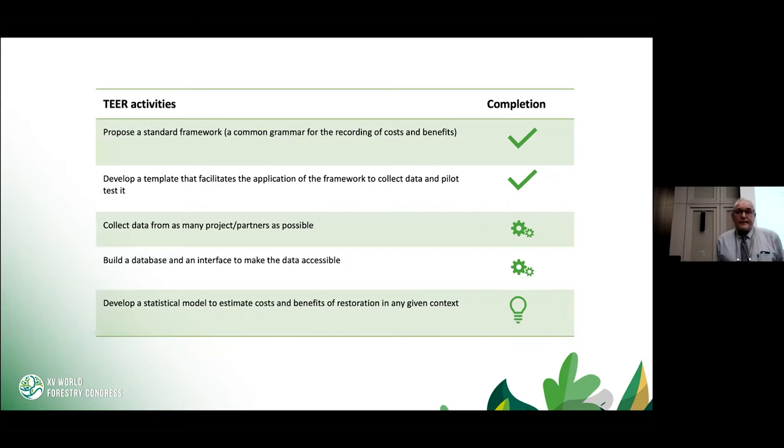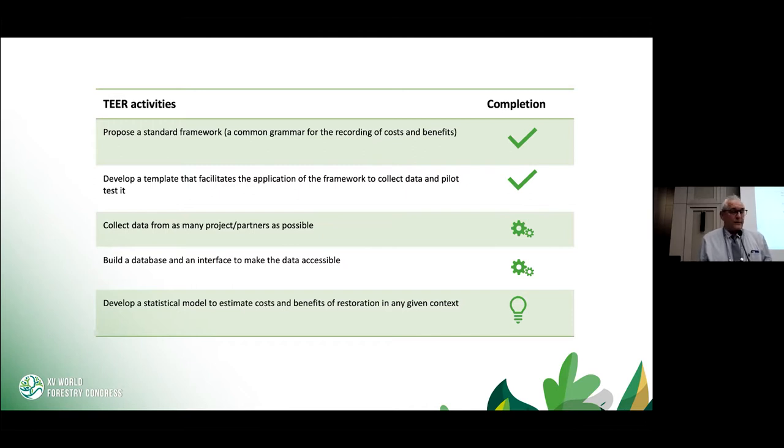What are the current activities? After a long discussion with this group of experts, scientific people, so they are very precise, and when they are preparing a framework, it took time, but we prepared a standard framework that is a common grammar for the recording of cost and benefits. So we have an Excel sheet that is relatively complex, but well-designed, and that is supposed to allow restoration practitioners and project coordinators to fill in their data on cost and benefits of ecosystem restoration.